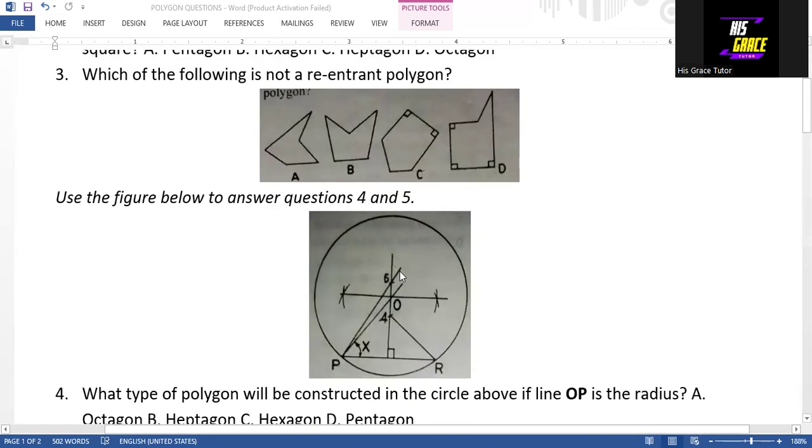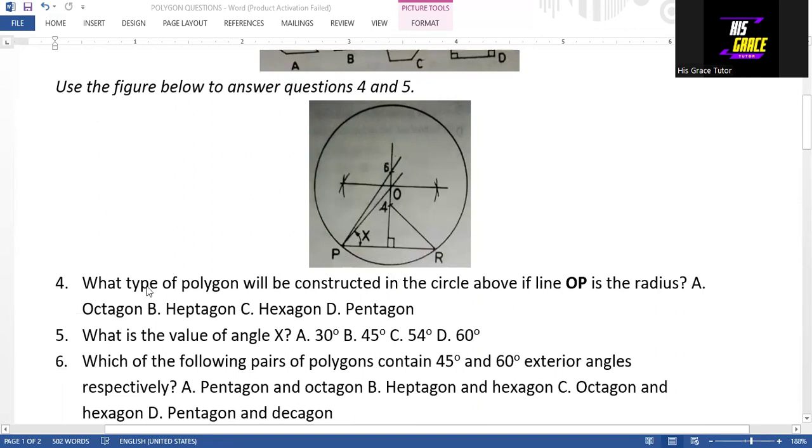Okay. Then question 4, we have to use this diagram to answer questions 4 and 5. Question 4 says, what type of polygon will be constructed in the circle above if line OP is the radius? So the answer is a pentagon.